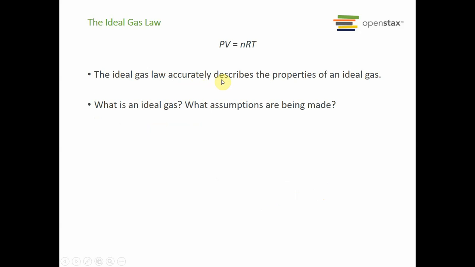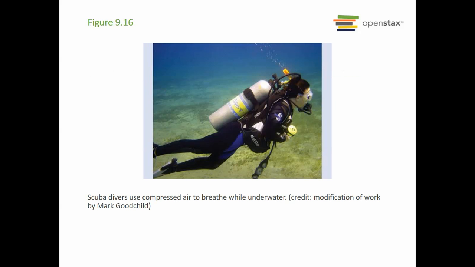The ideal gas law accurately describes the property of an ideal gas. What is an ideal gas? What assumptions are being made? Well, one is low pressure, but our atmosphere is very low pressure with respect to most of the gases that we deal with. So the ideal gas law is very applicable to almost anything we do with gases at 1 atmosphere.